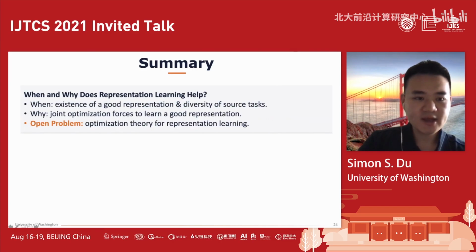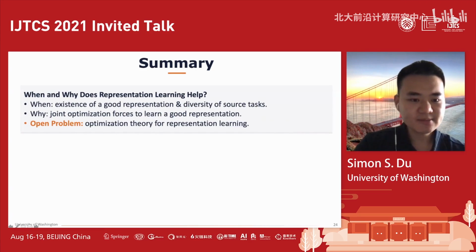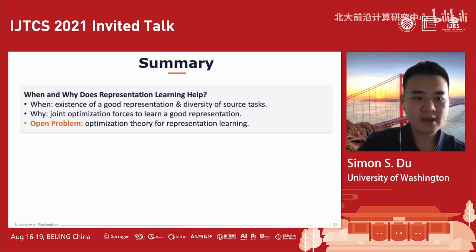And in summary, the existence of good representation and this diversity are the key conditions. And the fundamental reason is that this bi-level optimization problem formulation forces you to learn good representation. However, for now, the open problem is that we still don't have an optimization theory for representation learning. Representation learning usually involves a non-convex optimization problem, but here we don't have a very good theoretical understanding of it.